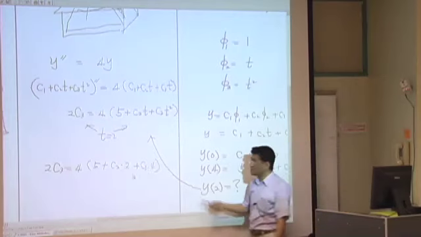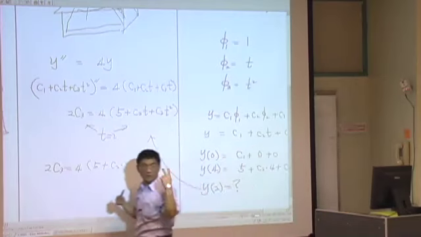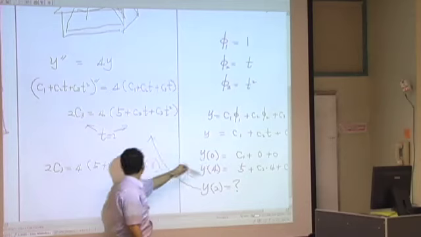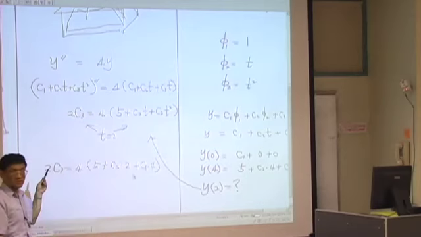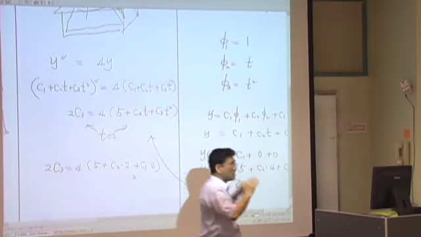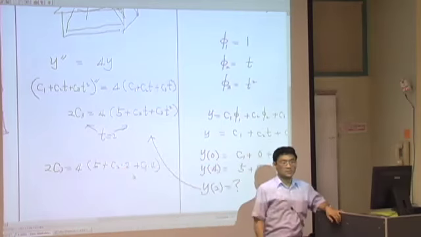Then how many equations do we have? We have 3 equations and 3 unknowns. Right? We have 1, 2, 3 equations. We have 3 unknowns. So C1, C2, C3. So eventually we can find all the numbers. So this is it.